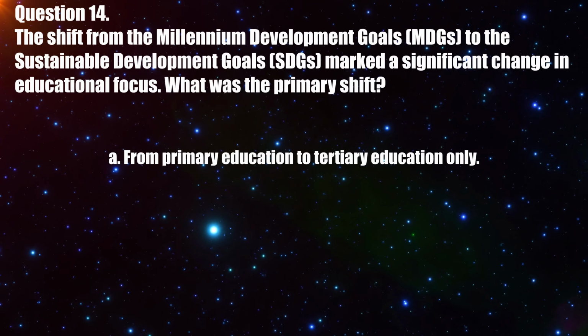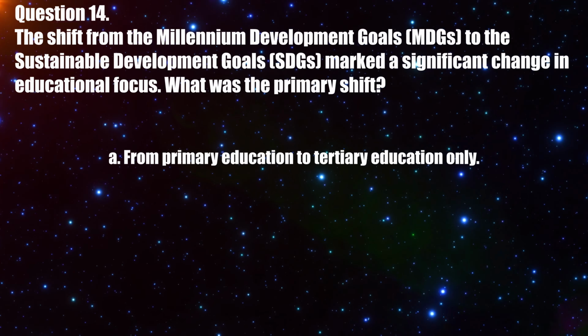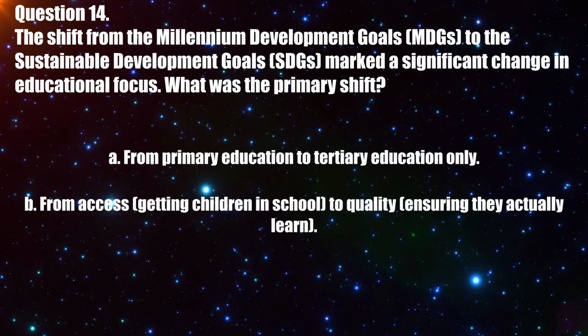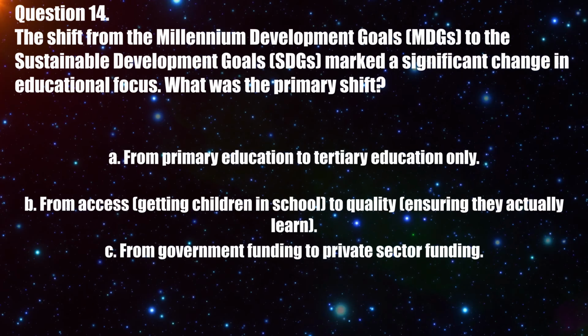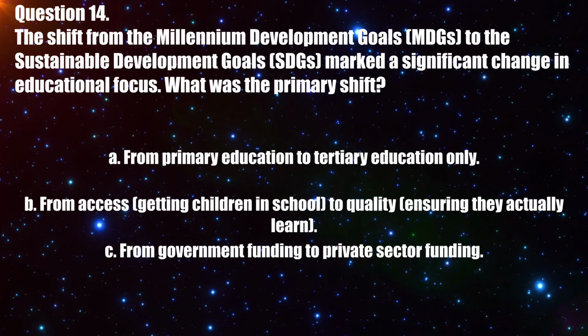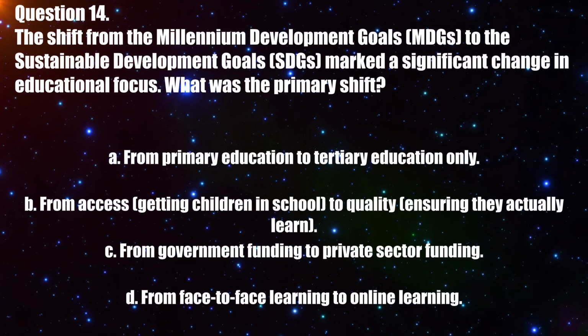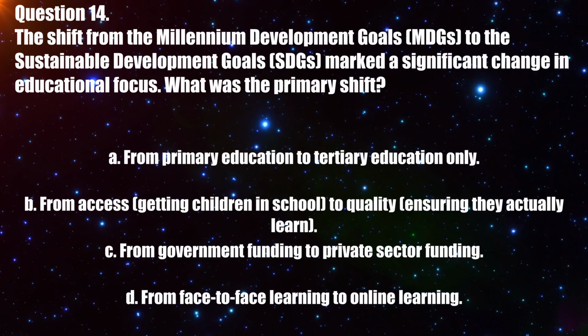A. From primary education to tertiary education only. B. From access, getting children in school, to quality, ensuring they actually learn. C. From government funding to private sector funding. D. From face-to-face learning to online learning.